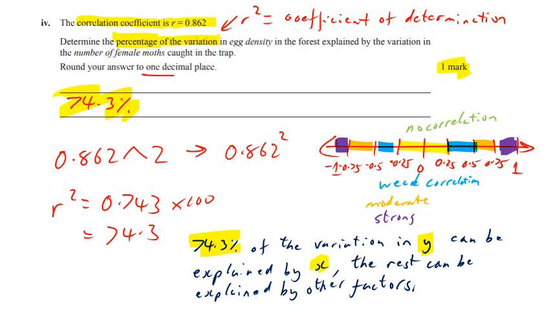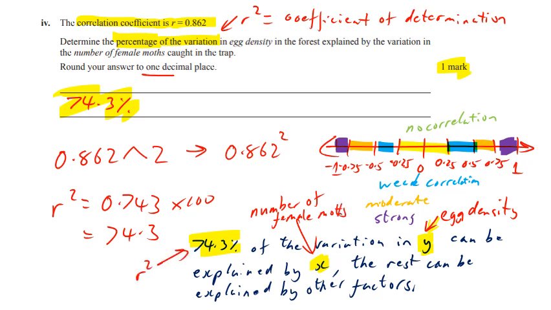So in this case, what was our Y? Our Y is the egg density, isn't it? So we'd have to write, sorry, let's try that again. That's egg density. That's the word you replace Y with, and X is the number of female moths, and that was just our R squared as a percentage. So make sure you get that.